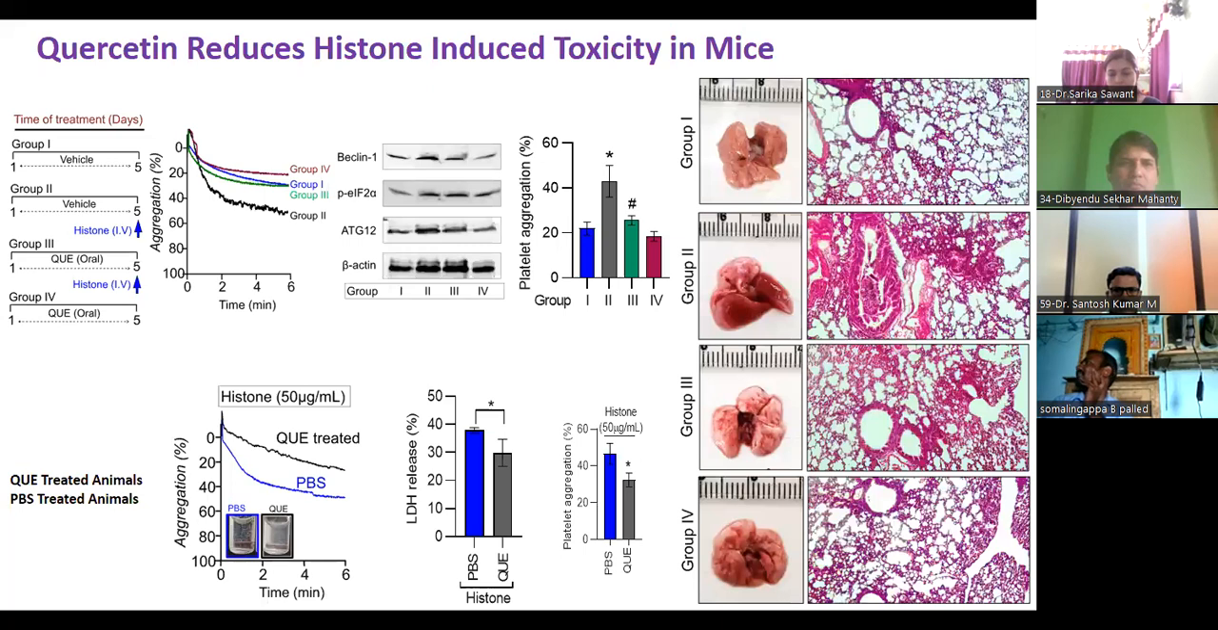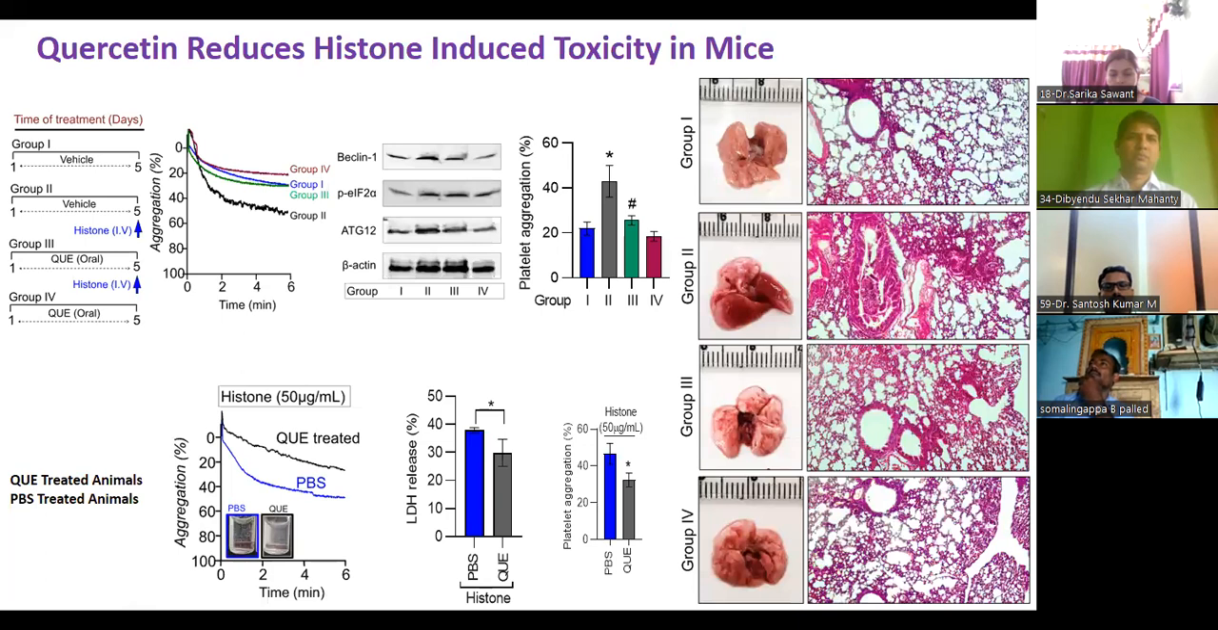Then we did 3 different types of animal experiments. First animal experiment, the down panel or below panel. We used 2 groups of animals. One is quercetin treated animals, another one is PBS treated animals. What we did, we gave quercetin every day, 50 mg per kg body weight every day for 5 days. And in another group, we didn't give anything. We gave only PBS, the same volume of PBS.